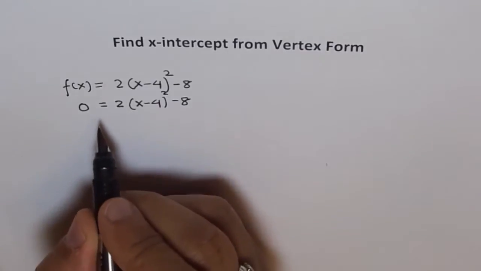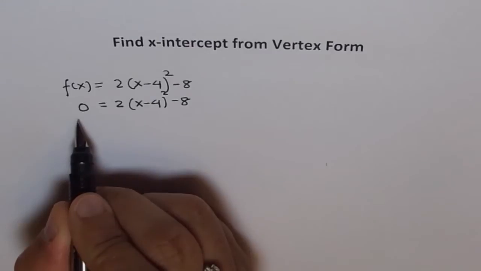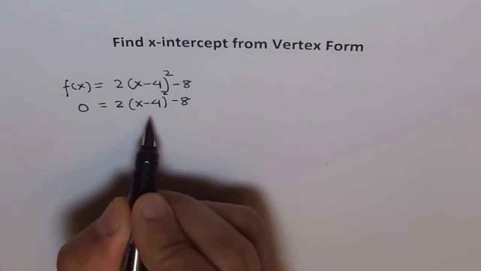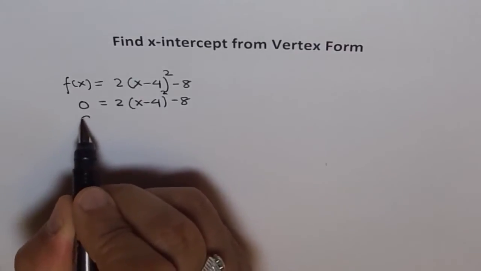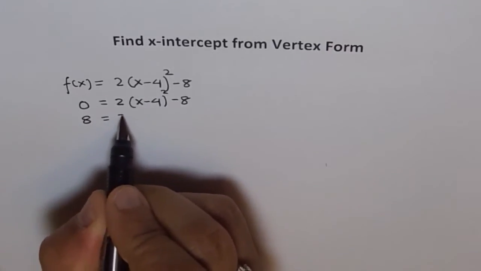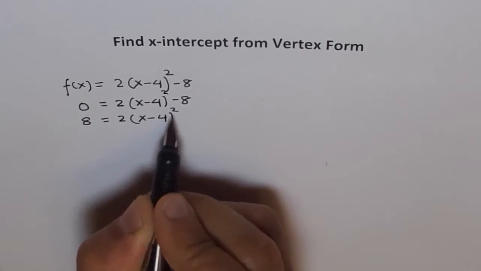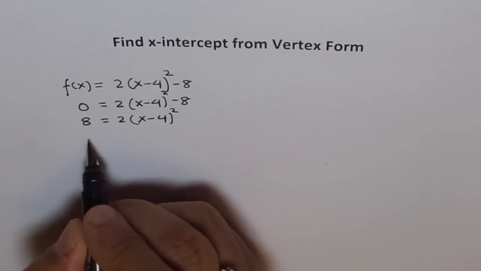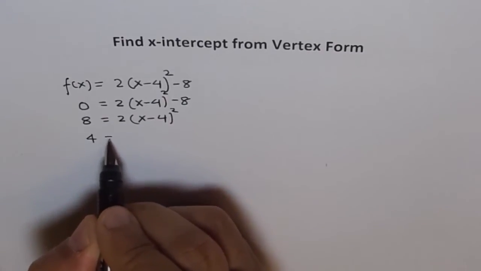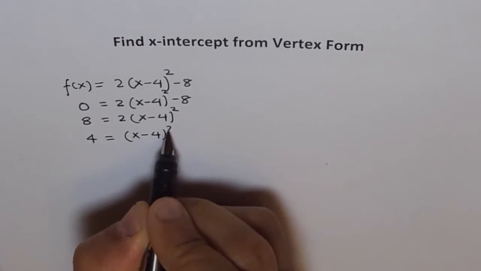Now, to evaluate x, we'll first bring the 8 to this side. That means we are going to add 8 to both sides. So minus 8 plus 8 becomes 0, and here we get 8 equals 2 times (x minus 4) whole squared. The next step is to divide by 2. When you divide 8 by 2, you get the number 4. So we get 4 equals (x minus 4) whole squared.